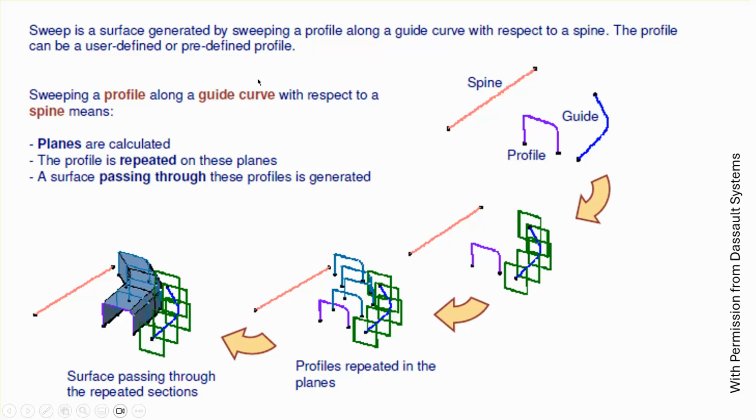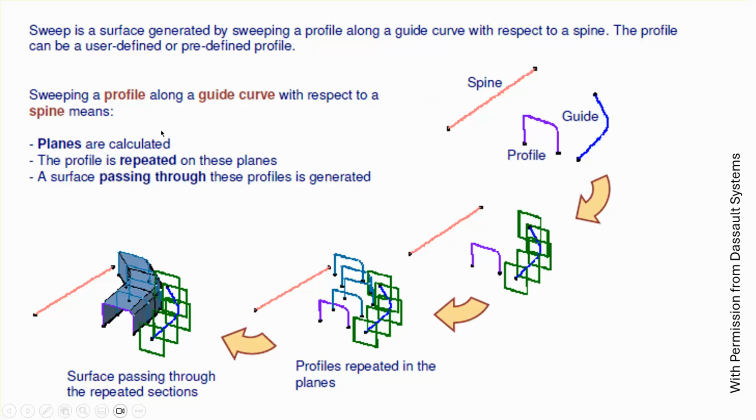So the best explanation that I came across is an educational document by the SAS system, which puts everything, at least in a very basic way, in this slide. It says sweep is a surface generated by sweeping a profile. So here's a profile, you can see that, along a guide curve. Here's a guide curve, the blue one, with respect to a spine. So in principle, these are all independent things.